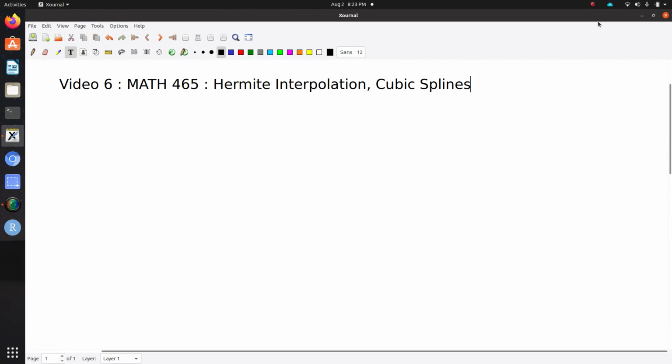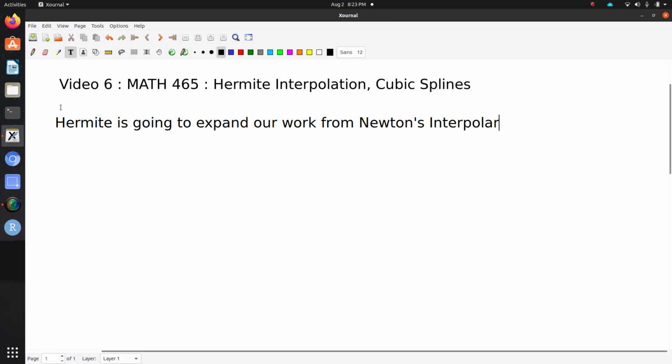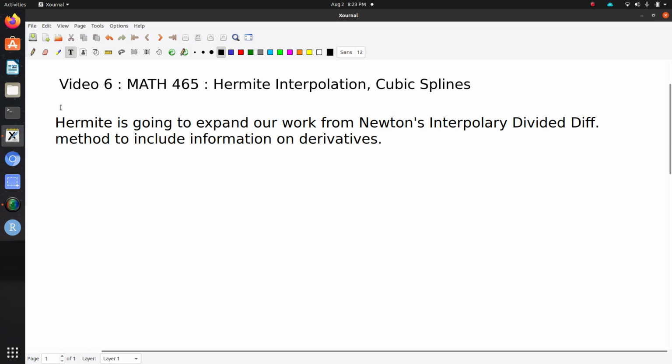So today we talk about Hermite interpolation. We're building off of what we did in the last video, and also cubic splines. Hermite is going to allow us to expand the idea from Newton's interpolary divided difference method to include information on derivatives. Now this is really pretty straightforward, but I'm going to first do a warm-up and we're going to work up to this idea.